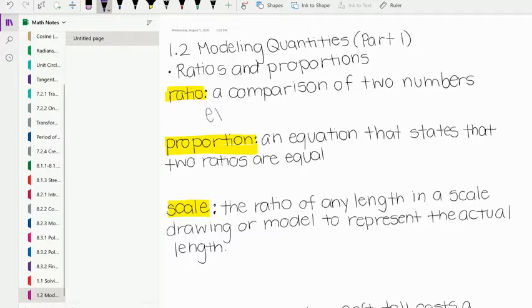You can see it written as either a colon, like 3 to 5, for example, or you could also see it written as a fraction, like 3 over 5. So it's, again, just a comparison of two numbers. The next word is proportion, which is an equation that states that two ratios are equal. We often set up a proportion when we are missing one of the items. An example of a proportion is something like 1/2 is equal to 3 over 6, because those are equal items, so we can set them equal to each other.